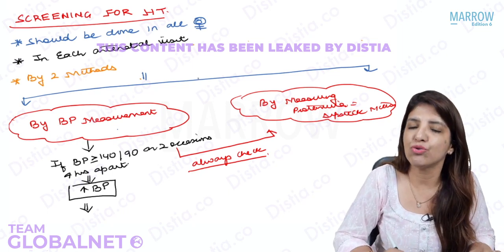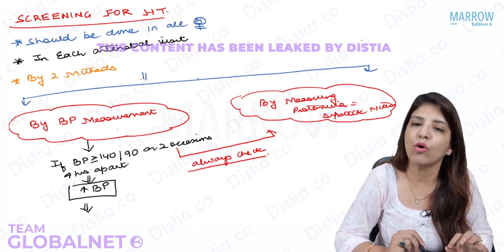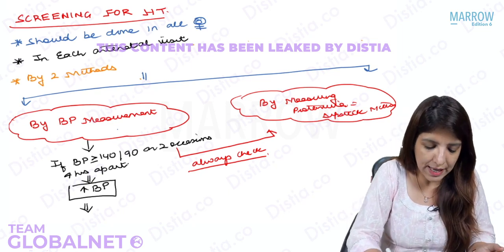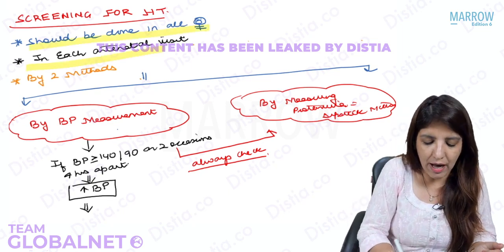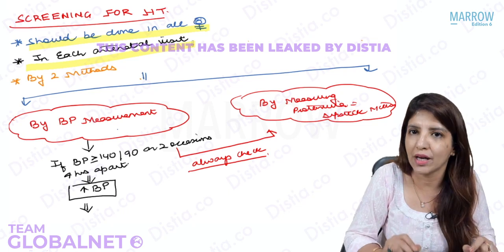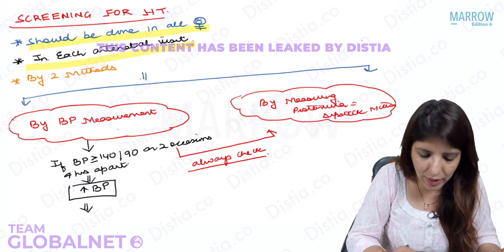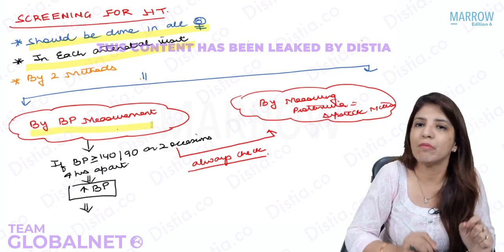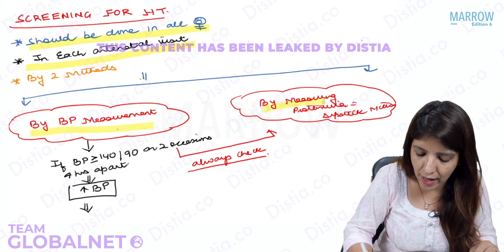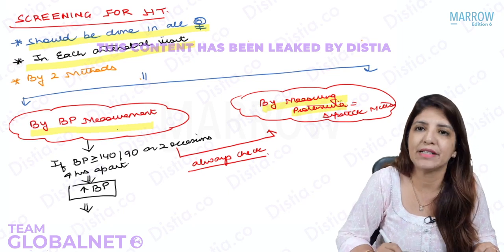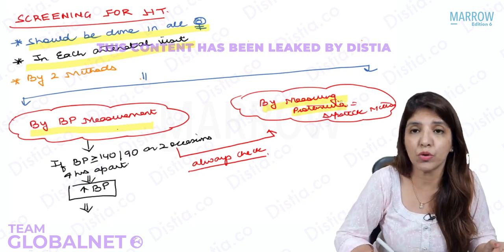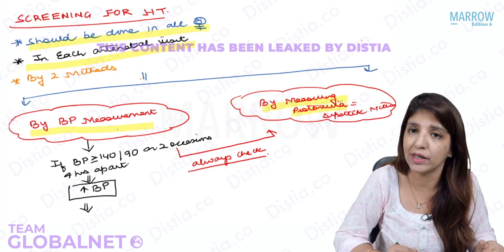So, how am I going to do screening for hypertension? In all pregnant females, in each trimester, I am going to do 2 things to see whether they are developing hypertension or not. Number 1, I am going to do their BP measurement. And number 2, I am going to measure proteinuria by dipstick method. Why we are measuring proteinuria by dipstick method, I'll tell you a little later.